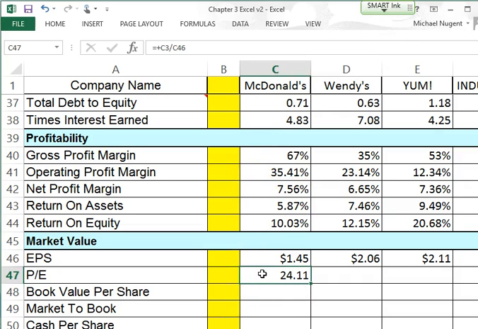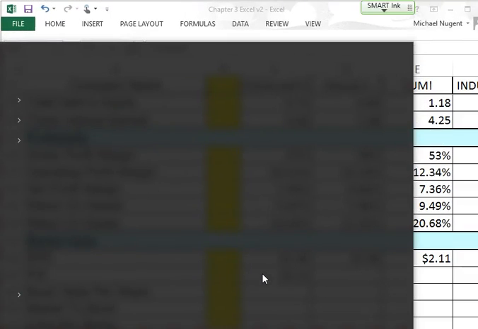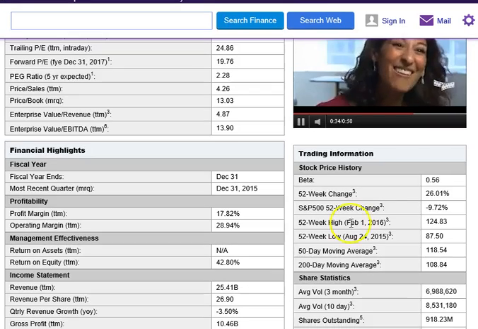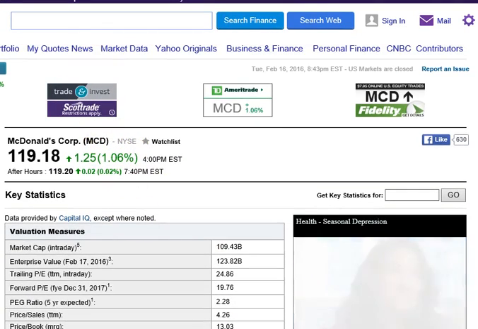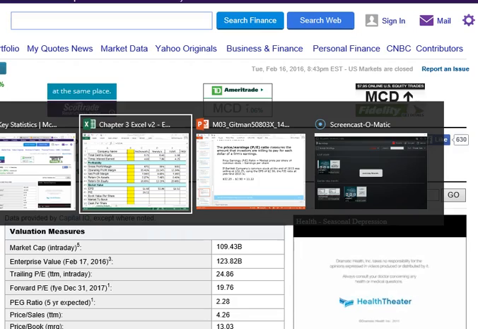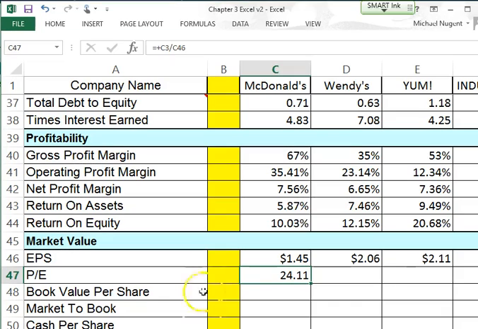The PE hasn't changed a great deal, but their stock price has gone up because their earnings have gone up. Here, the stock price was 35. Now McDonald's trades at over 100. Let me see what it's trading at. 120. So that would have been a good investment to make at the time I put this together. McDonald's is doing pretty well.